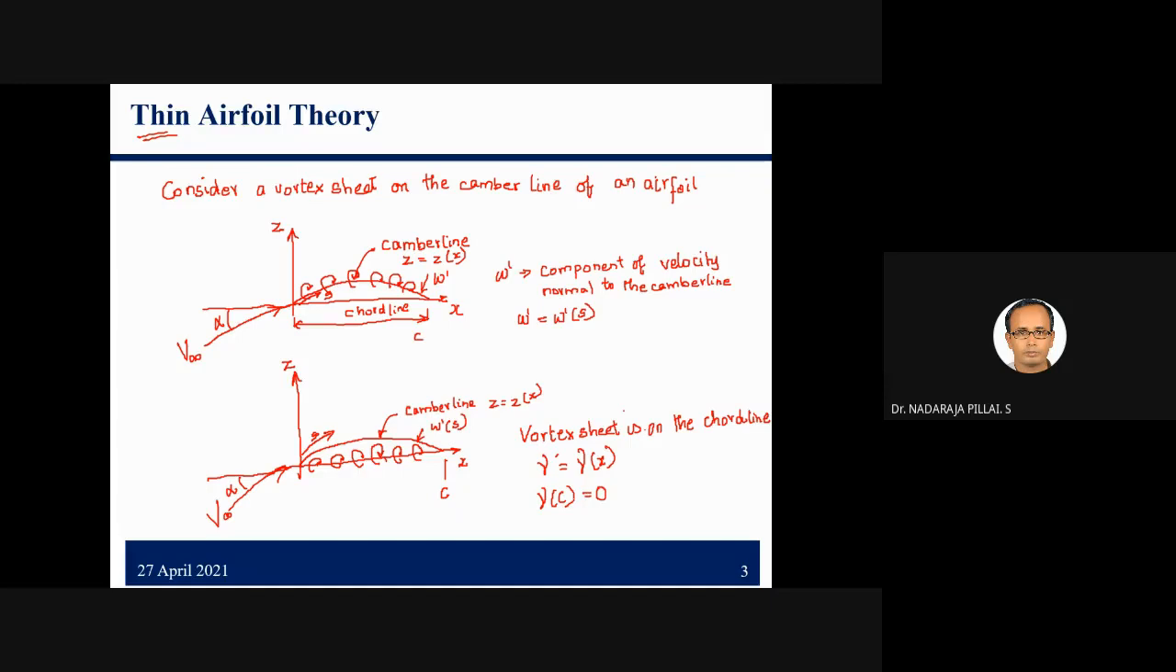So the strength of the vortex sheet on the chord line is determined such that the camber line is a streamline, right? So let us consider that. Please note all these points, and we will be deriving the equation now.